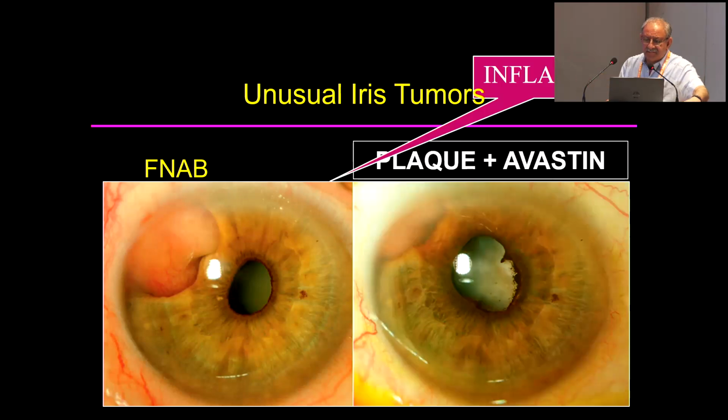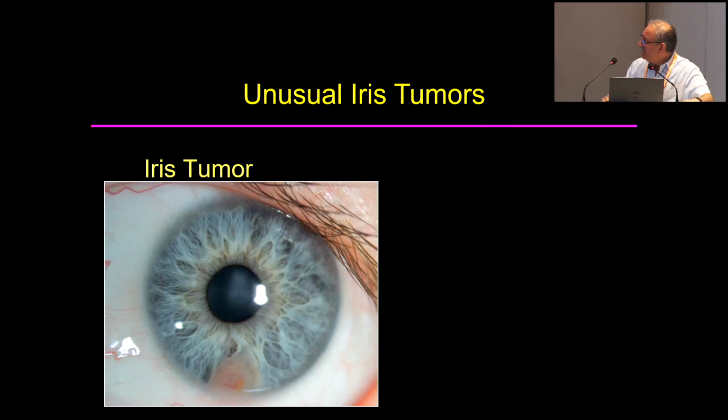So what can you do, just to simplify? You put a plaque on it and give intracameral Avastin for neovascular glaucoma. Four weeks later, he looked fine. Send him away. So you can get metastasis, the eye is inflamed, and you can see neovascular glaucoma. But here's a kind of similar tumor, more of a quiet eye.